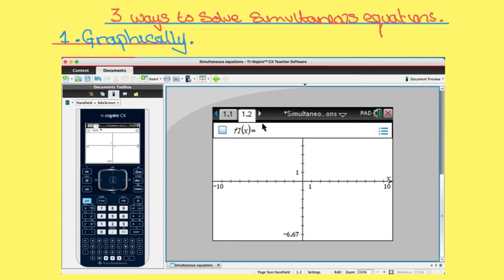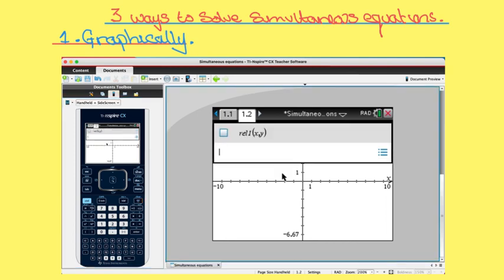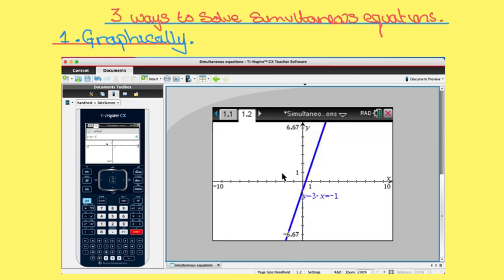Because we're not entering them conventionally, press delete, and then you're given 6 options. We want relation. Now type in your graph. So y minus 3x equals minus 1. Let's get this out of the way.